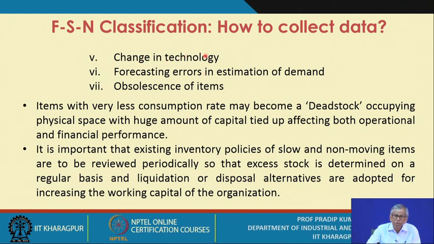Change in technology is an important factor. Forecasting errors in estimation of demand, this problem you also come across. And obsolescence of items, which in many cases remains unavoidable. So these are the few important reasons for which the consumption rate may be very low. Items with a low consumption rate may become dead stock, and dead stock is a serious problem. When you deal with the dead stock problem, the first exercise you carry out is to find what proportion of the items is considered to be non-moving. This is the first exercise you have to do. So you have no alternative but to go for FSN analysis.